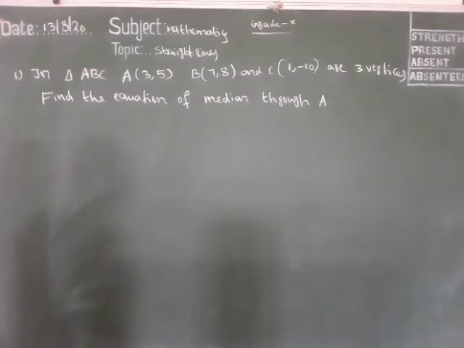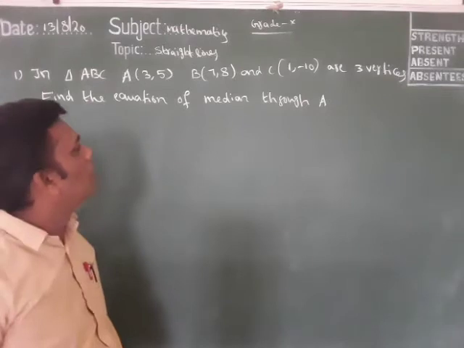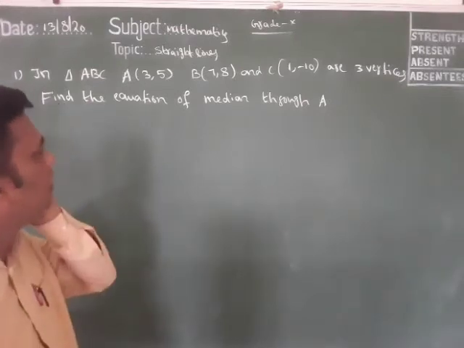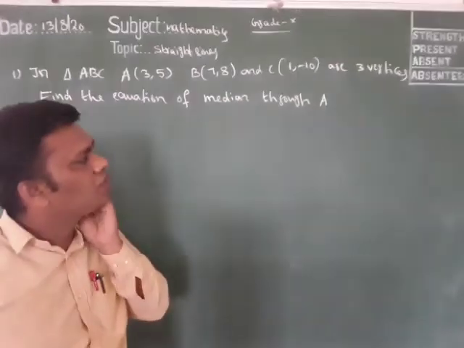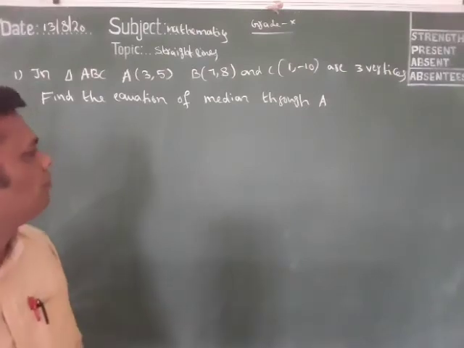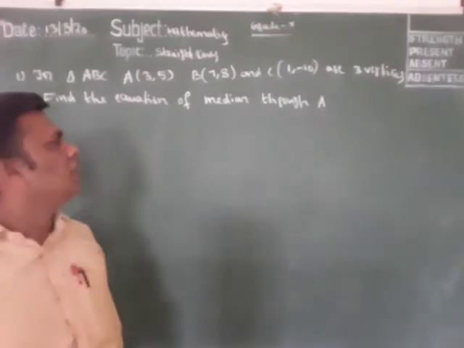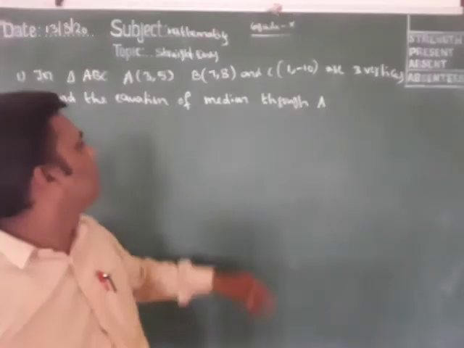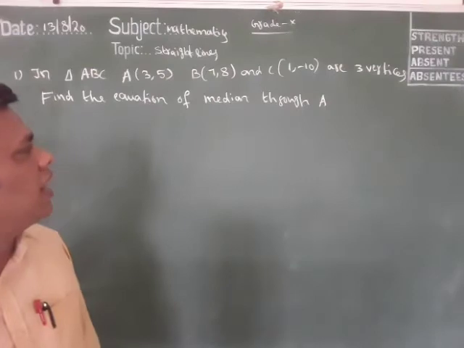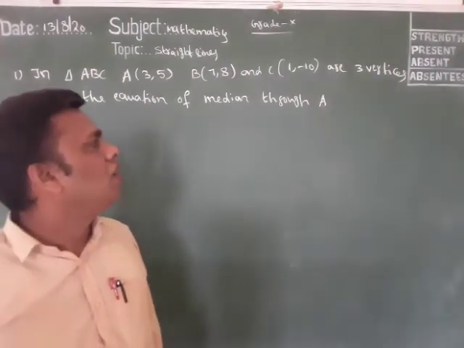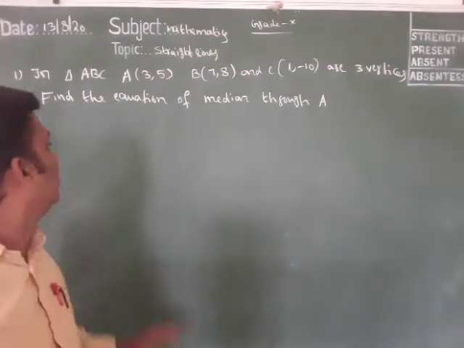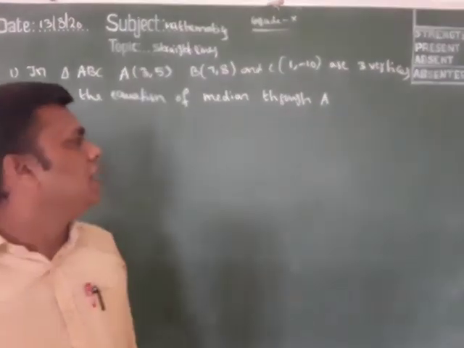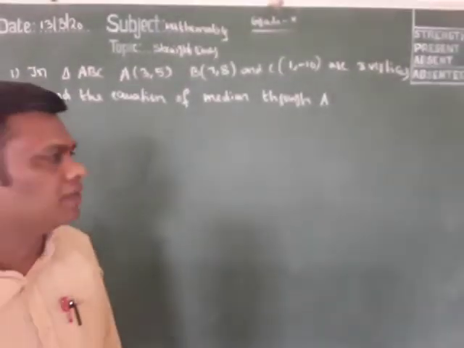In triangle ABC, A(3, 5), B(7, 8) and C(1, -10) are three vertices. Find the equation of the median through A, they are asking.